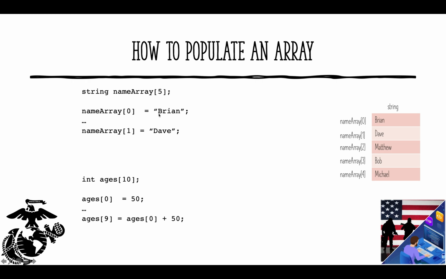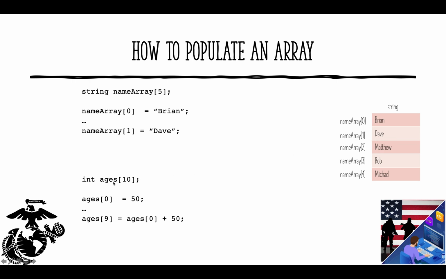I'm going to set it to Brian. So I'm going to put the name Brian, the string of Brian, inside index 0 of my name array. Now you can do this for all of them. Here's another example: name array 1 equals Dave. So the index of 1 equals Dave.